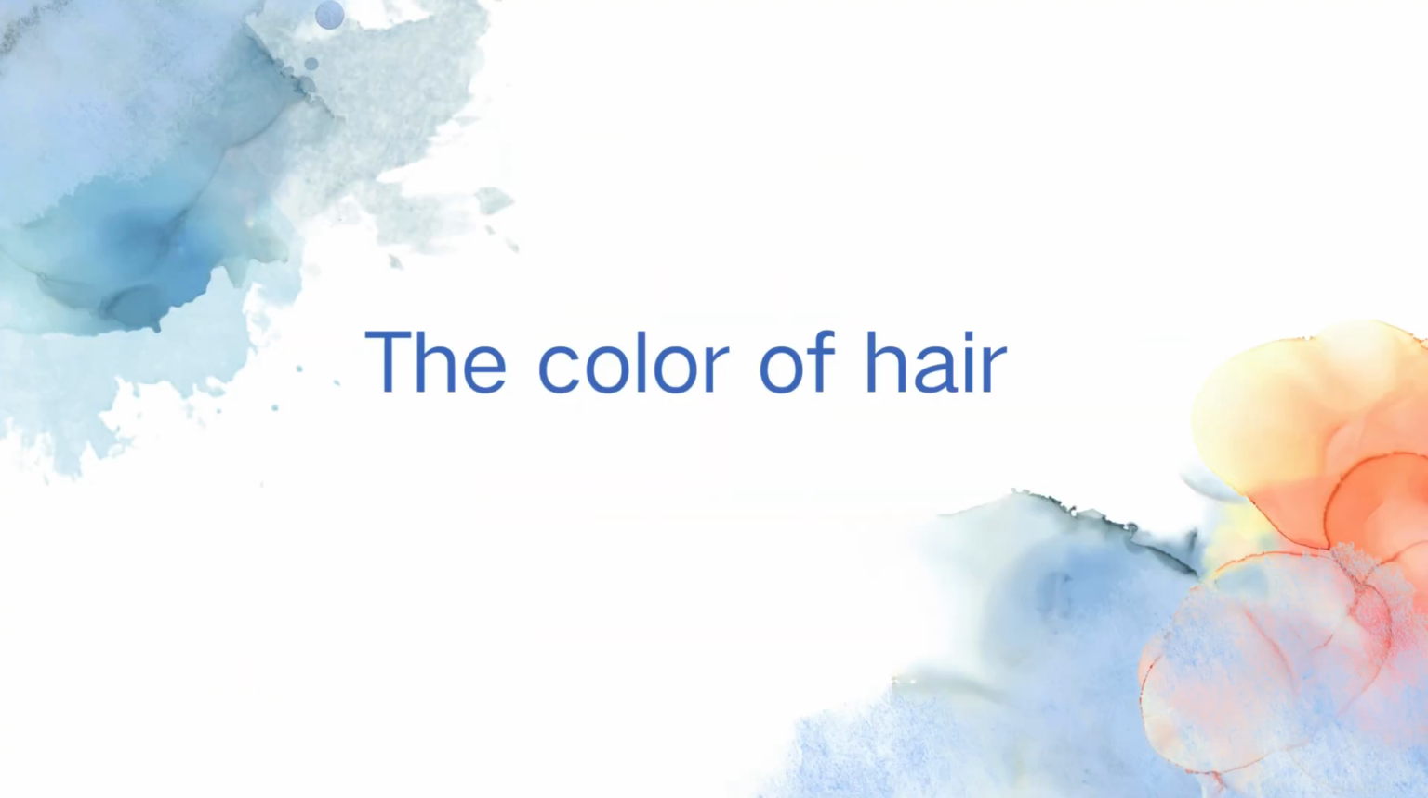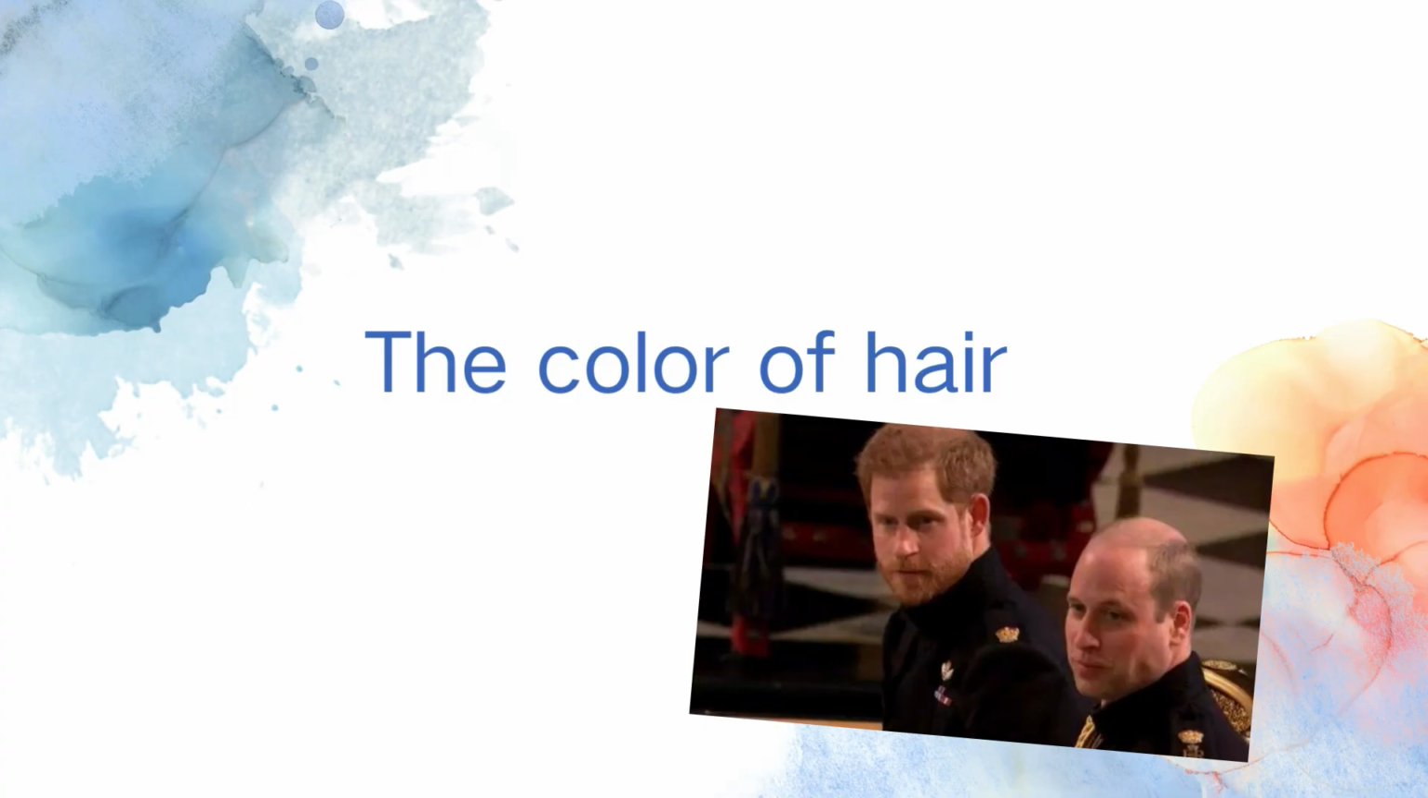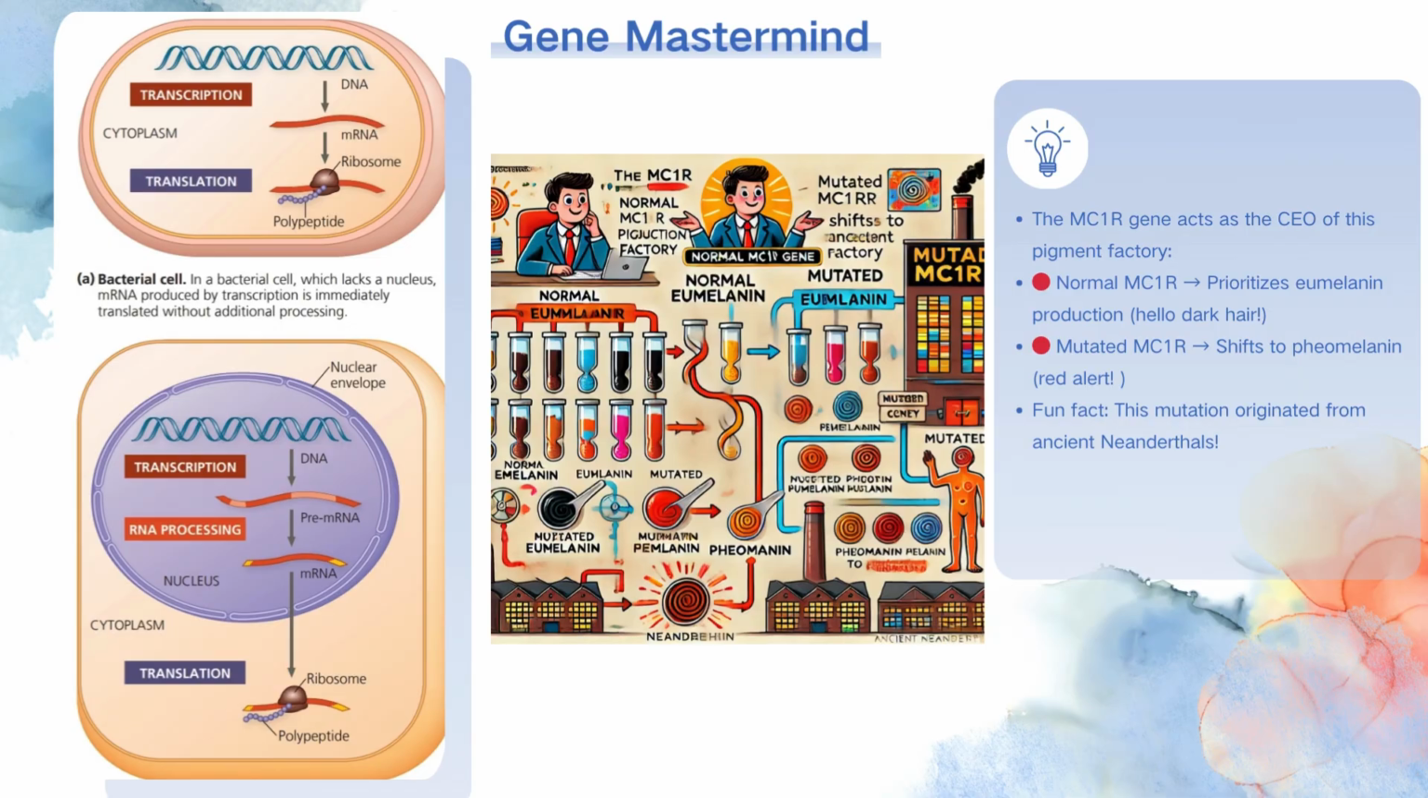And then let's talk about the color of hair. I promise you must be curious about why Prince Harry has red hair, and why in the whole royal family only he has red hair. Of course, hair color is also controlled by genes. The MC1R gene controls hair color and acts as the CEO of this pigment factory. The normal MC1R prioritizes producing eumelanin, which leads to dark black hair.